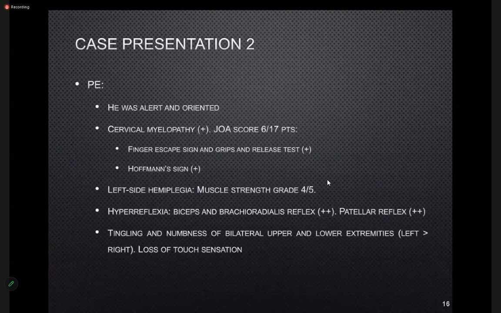On physical examination, he has cervical myelopathy, with a JOA score of 6 points, with finger escape sign, grip and release test positive, and Hoffman sign. He has left side hemiparesis with muscle strength grade 4. He also has hyperreflexia of biceps, brachioradialis, and patella. He also has tingling and numbness of bilateral upper and lower extremities, and the left side is more severe than the right side.